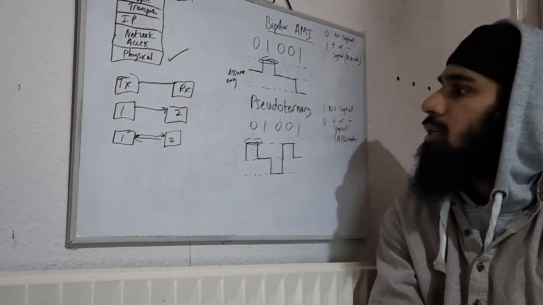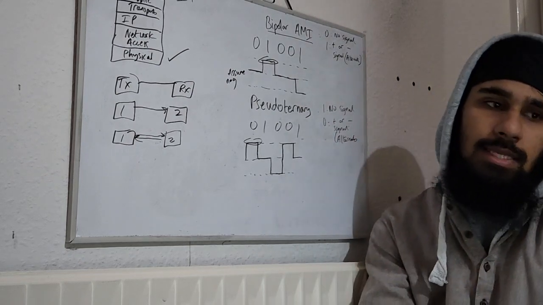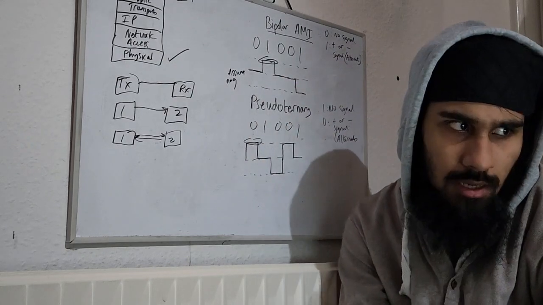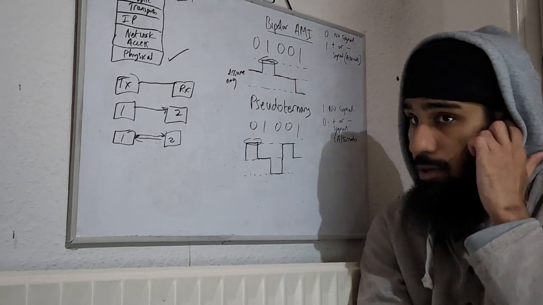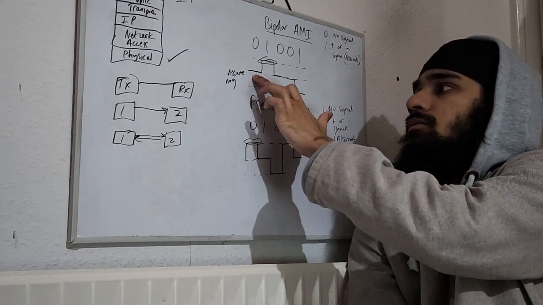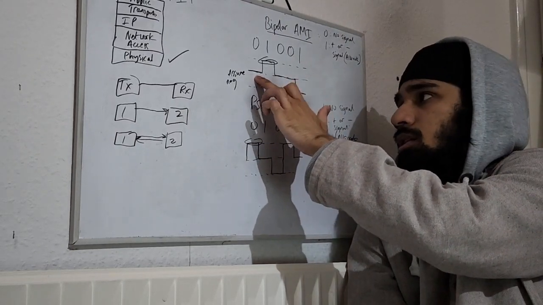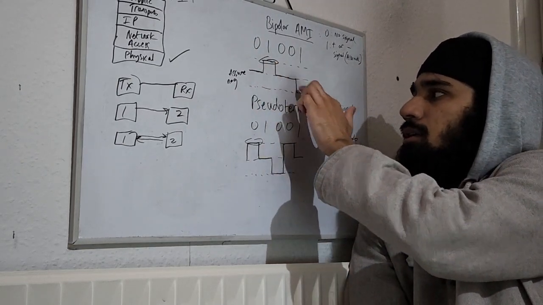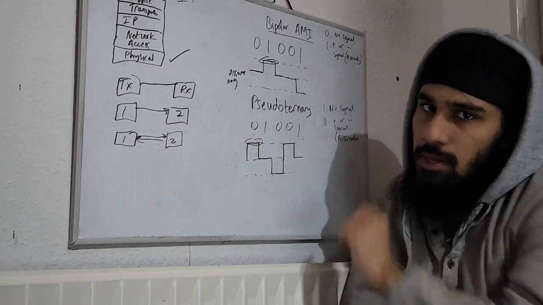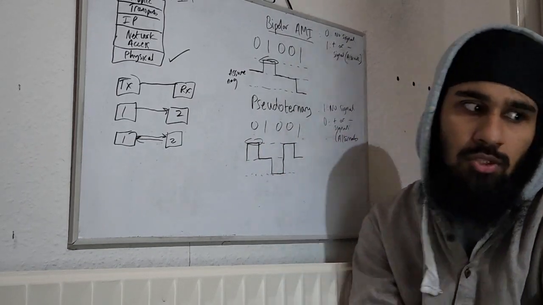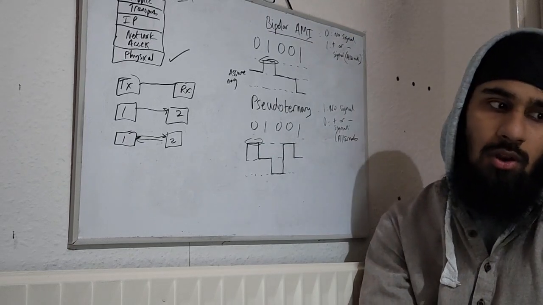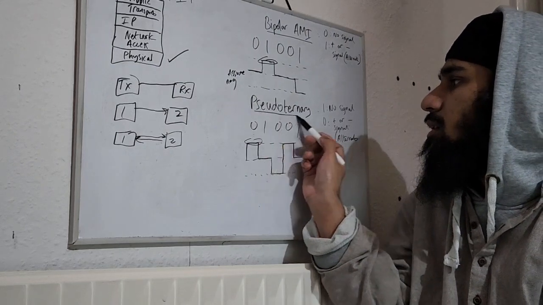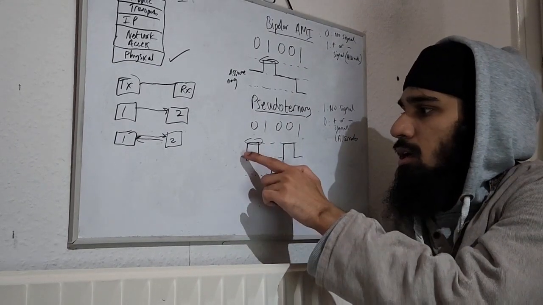So what are the positives of this? Well, there's not that much DC component. There's no DC component. Here is fine because that's 0, no signal. That doesn't really matter. Here is going up and then down like that, up and then down, up and down like that. There's no DC component. Also, there's good synchronization with long ones or long zeros in the pseudoternary. So there's good synchronization.